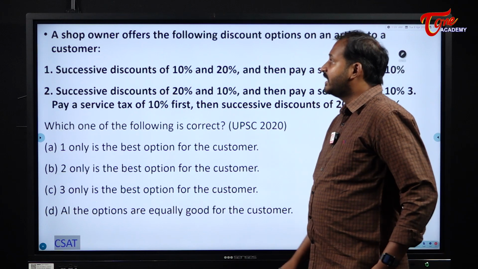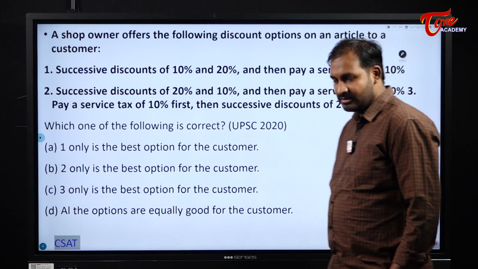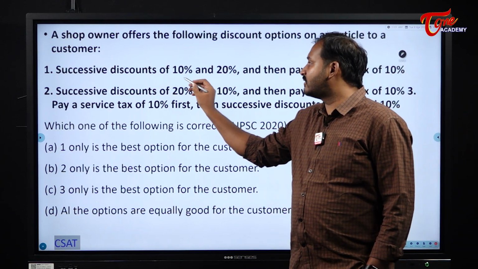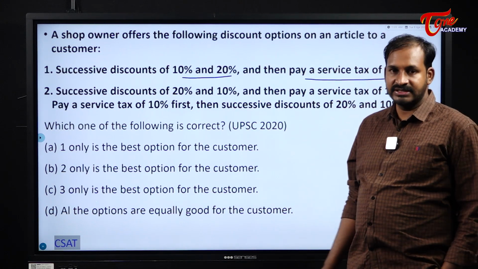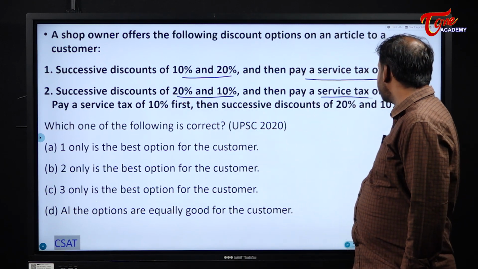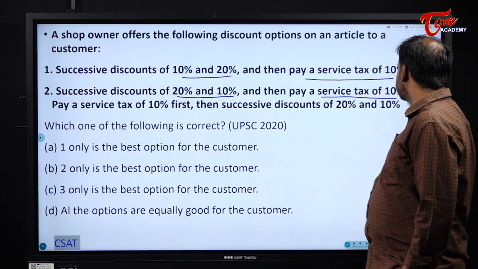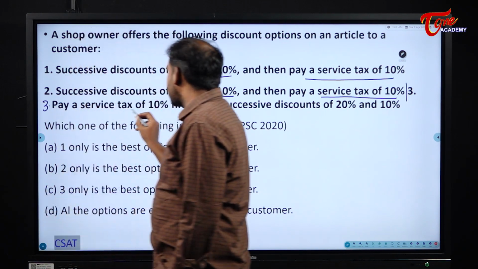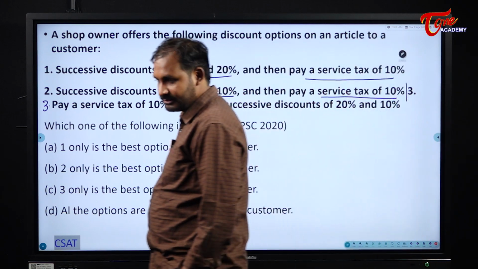Right, now see the question. A shop owner offers the following discount options on an article to a customer. Okay, he offered two things, so we need to choose which one. Successive discounts of 10% and 20% and then pay a service tax of 10%. That is the first logic. Next, successive discounts of 10% and 20% and then pay a service tax of 10%. And third one, see here students: pay a service tax of 10% first, then successive discounts of 20% and 10%.